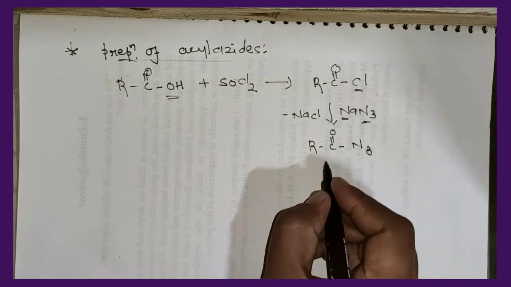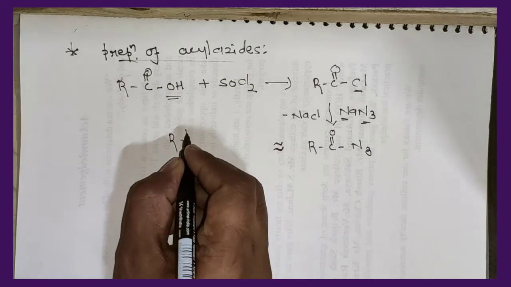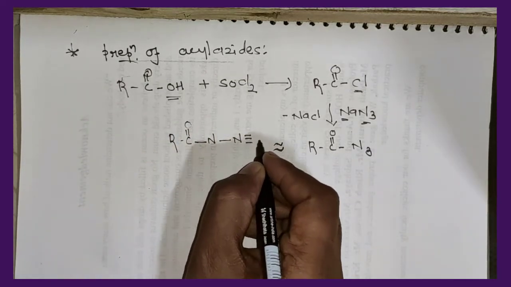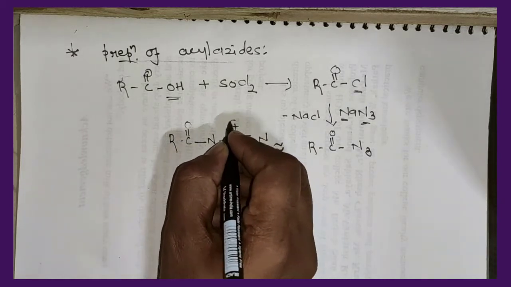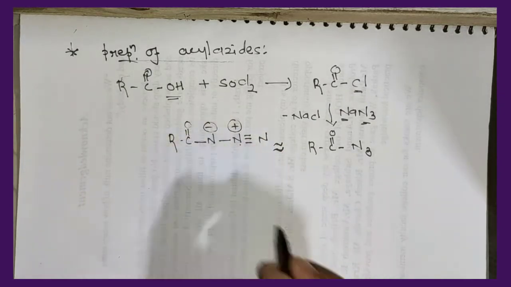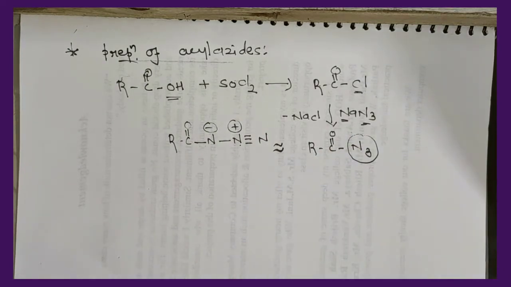Clear? If we zoom out this step, then it is R, C double bond O, N, and N triple bond N. This middle nitrogen is positively charged, and this one is negatively charged. But we generally write it like this, N3. Clear?